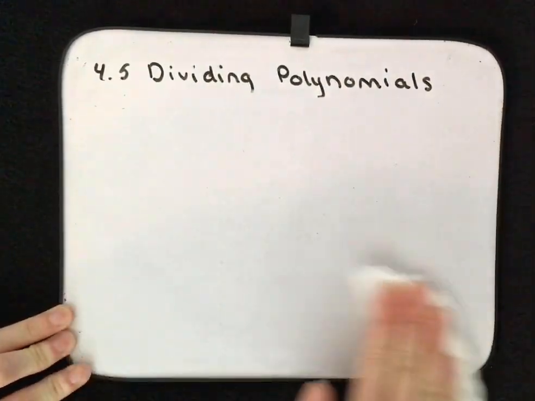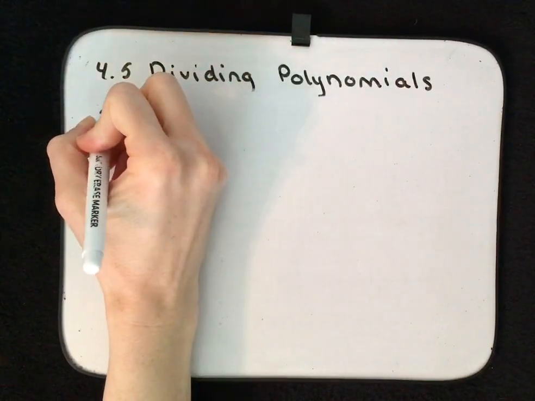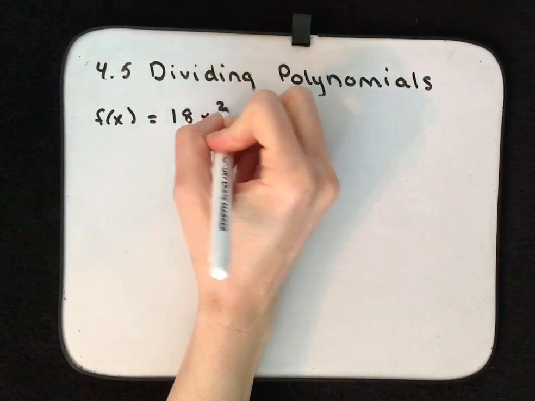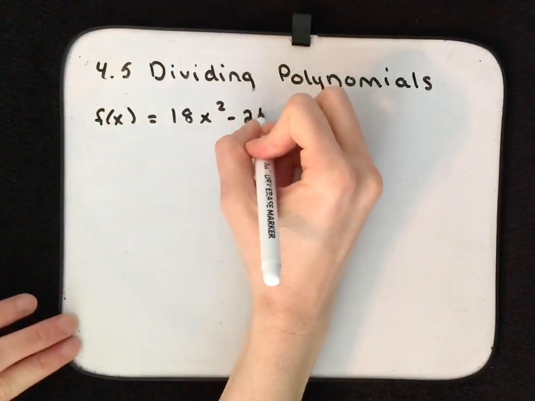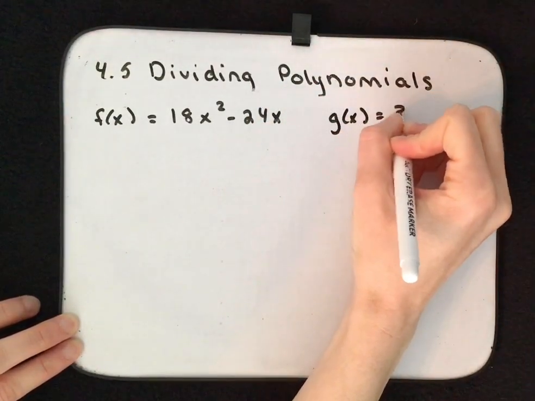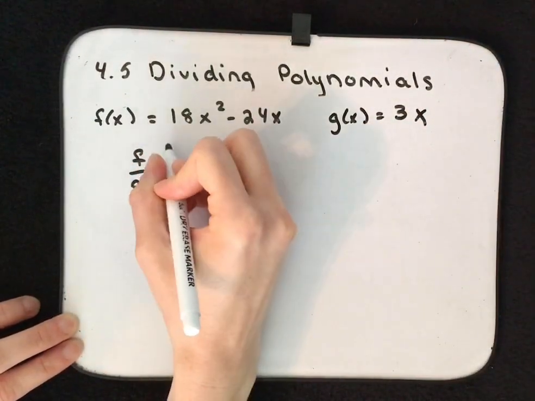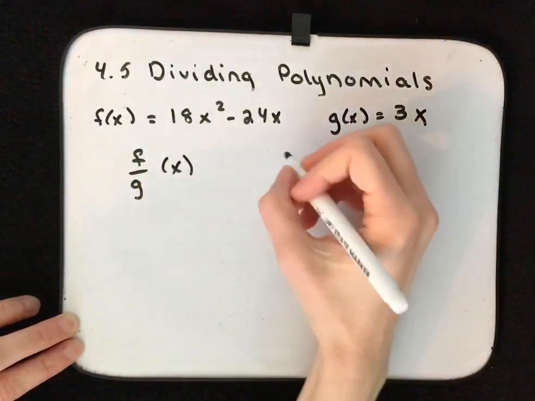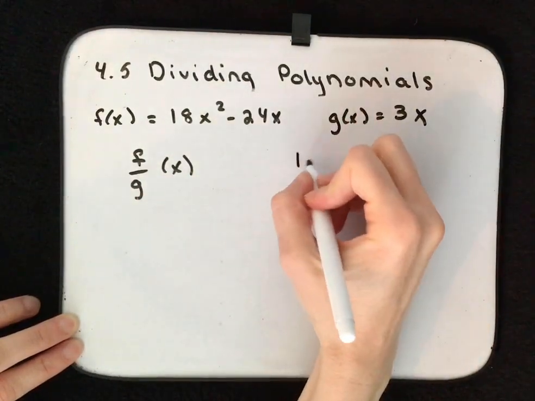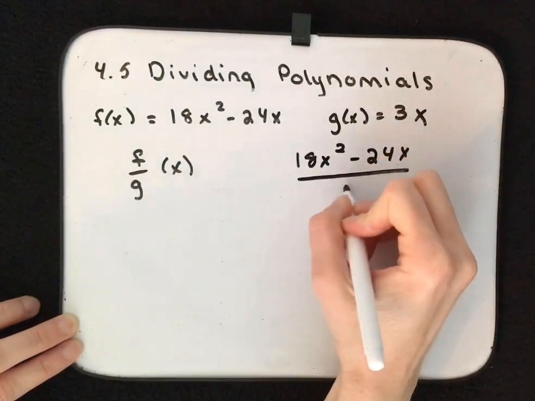Let's try again. Let's say that I give you f of x equals 18x squared minus 24x, and g of x equals 3x. So let's find f over g of x. So that means we're asked to divide. F is this one, g is this one. So that would look like 18x to the second minus 24x all over 3x.